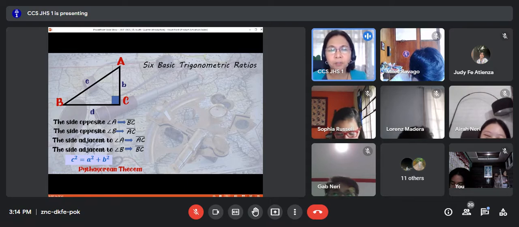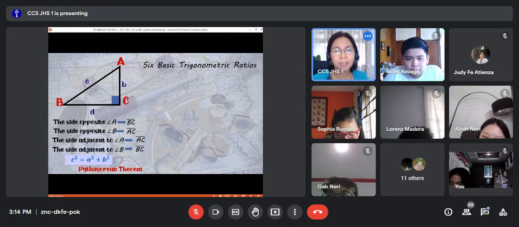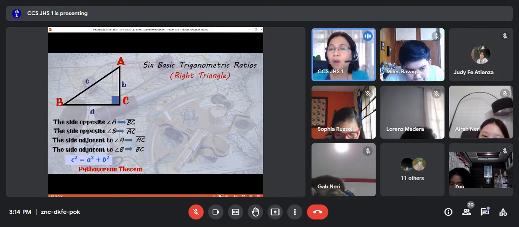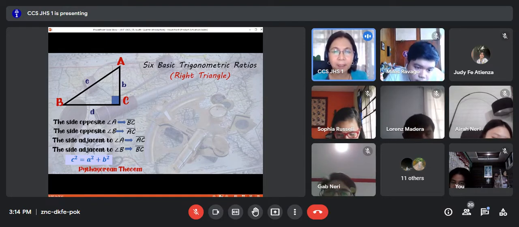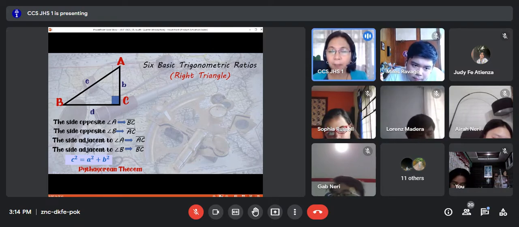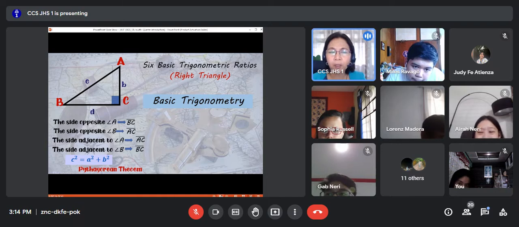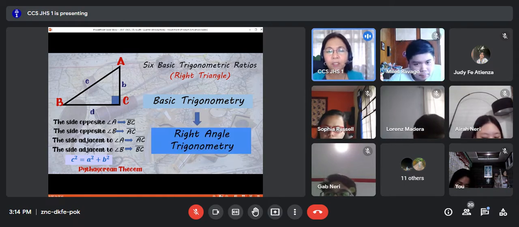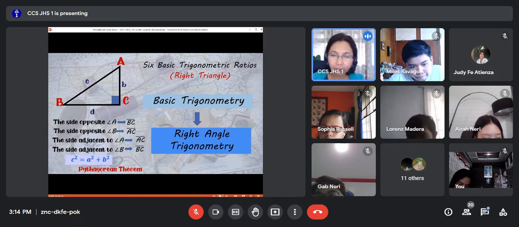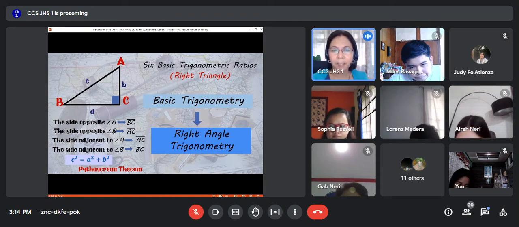Okay, so the six basic trigonometric ratios, there are six ratios here. They're called the basic trigo ratios of a right triangle. Only a right triangle has six basic trigo ratios. You cannot apply this to an acute triangle or obtuse triangle. Only for right triangles. We call this basic trigonometry because we are dealing with the right triangle, also known as right angle trigonometry. Okay? What are these six basic trigo ratios?